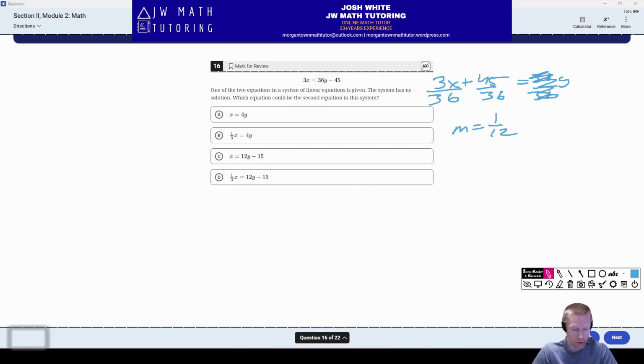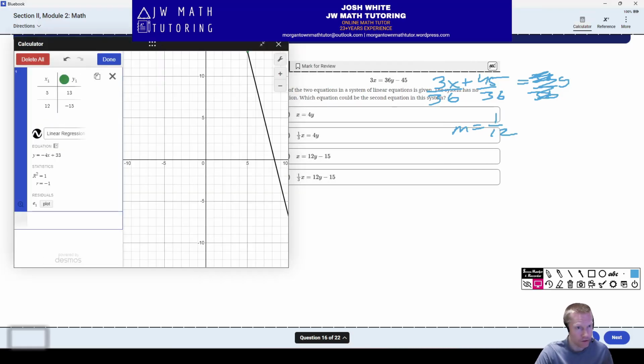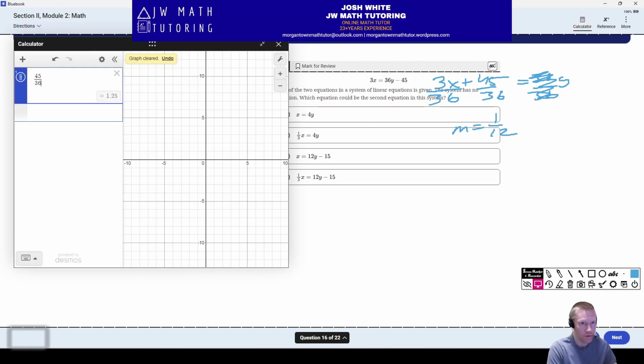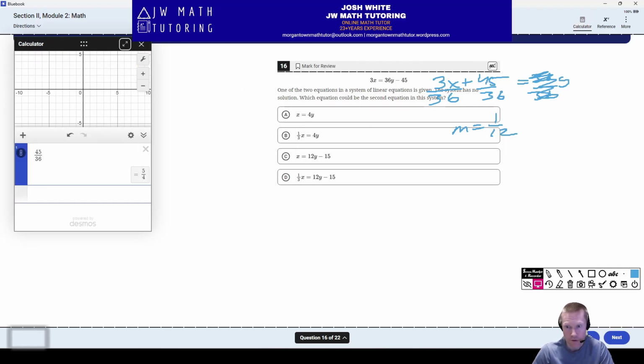So now we are looking for the line that has a slope of 1 over 12, and also more importantly, it cannot have the same y-intercept value. So if you just notice here, 45 over 36, that's going to be, I think, 5 over 4. Let's just confirm. Simplify fraction, we can just do this and then click the button. Yep, 5/4. Okay. So this 5/4. All right. So let's go through these and just check the slope.